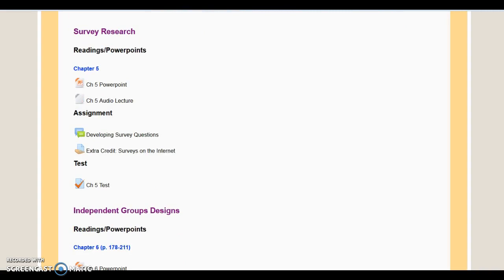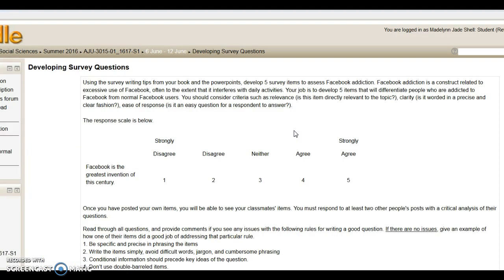In terms of chapters, we'll cover survey research. Instead of an assignment to submit for this chapter, your assignment is actually a discussion forum post. Click on this. So basically what you're going to do is imagine that you are designing a survey to identify people who are addicted to Facebook. Your survey items need to be able to be answered on a scale of strongly disagree to strongly agree. So they should be statements, not questions.